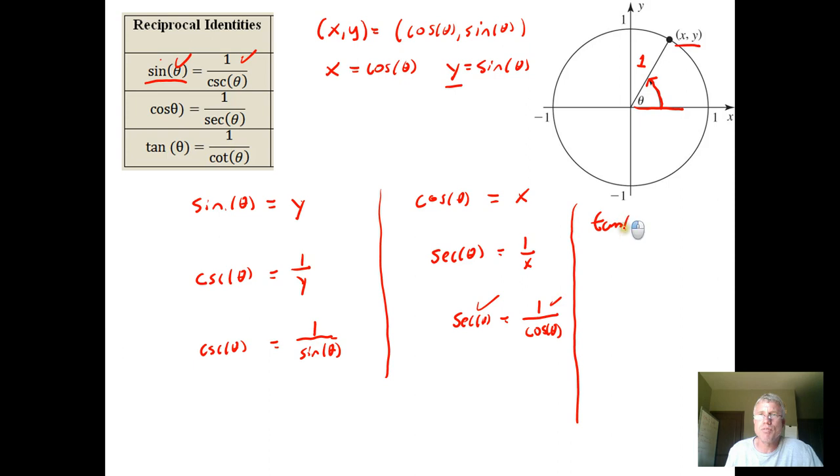We could say, hey, the tangent of theta has been defined to be y over x. And I can write this as an ugly complex fraction, y over x over 1. So the reciprocal of y over x over 1 would be 1 over y over x. But the reciprocal of the tangent, which I just wrote here, we've defined to be the cotangent function. And y over x in the denominator is the tangent of theta. So the cotangent of theta is 1 over the tangent of theta. So these are the reciprocal identities.